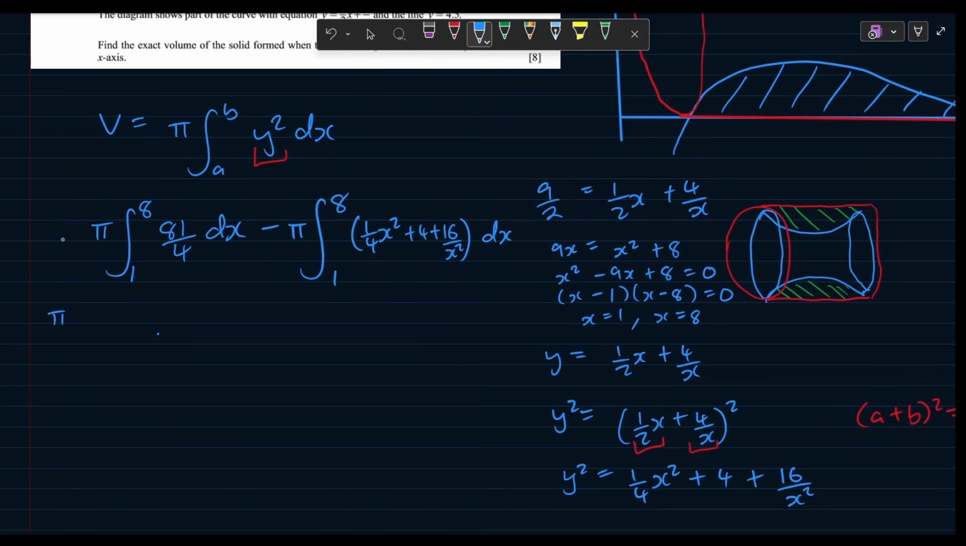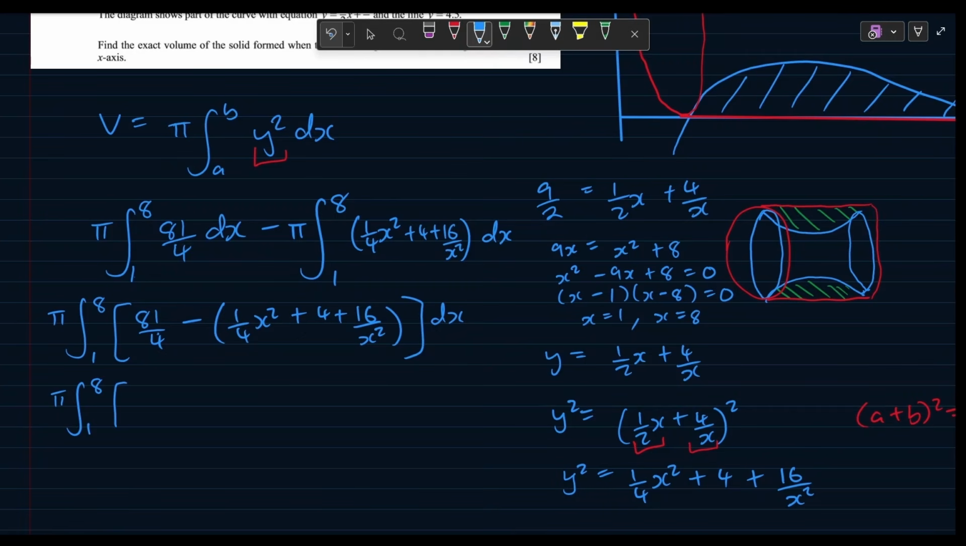So if that's the case, then it means I can actually just put everything under one integral sign. So what I have is my 81 over 4, but remember we're subtracting our base. So I still have to subtract that equation: minus a quarter x squared plus 4 plus 16 over x squared. This is all with respect to x. So I've got pi, the integral from 1 to 8 of 81 over 4 minus, I'm going to subtract that 4. So 81 over 4 minus 4 gives us 65 over 4.